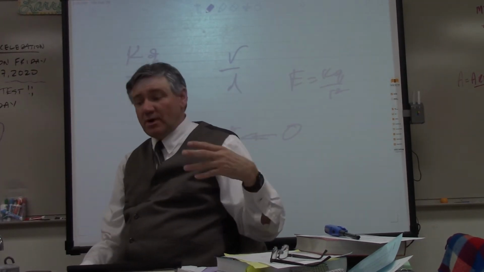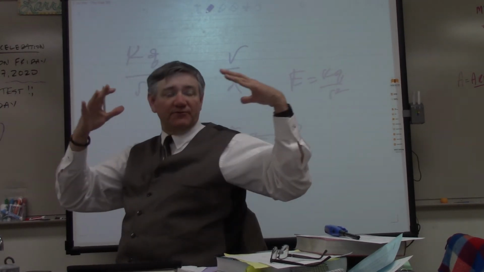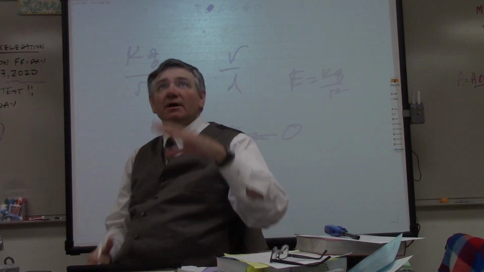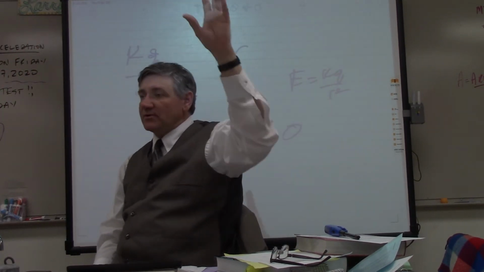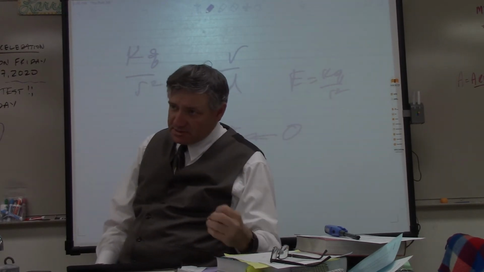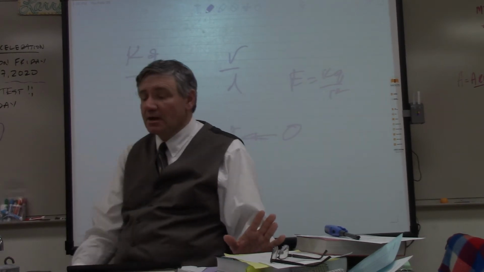Very similar to what happens with the Earth. As you get further and further from the Earth, the gravitational field becomes weaker and weaker. Same thing is true of a light. As you get further and further from a light, that intensity decreases as a function of R squared. It's an inverse square law. We've studied any number of these.